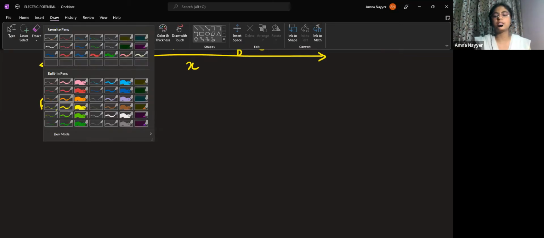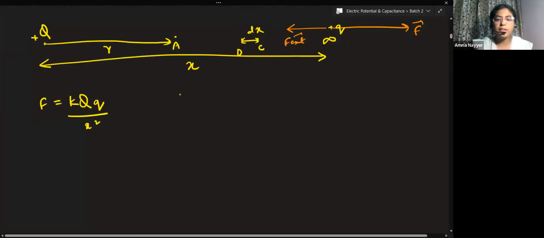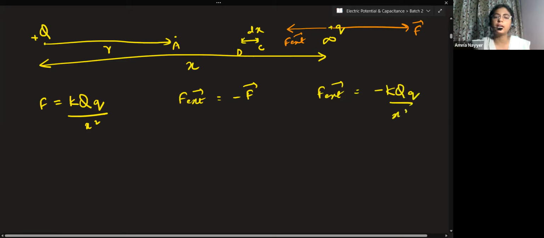So this is present. Now see, F external is what? F external is negative of F. So if you have F there, you can get F external by just taking a minus sign. So F external will be minus K capital Q small q by x square. This is it.